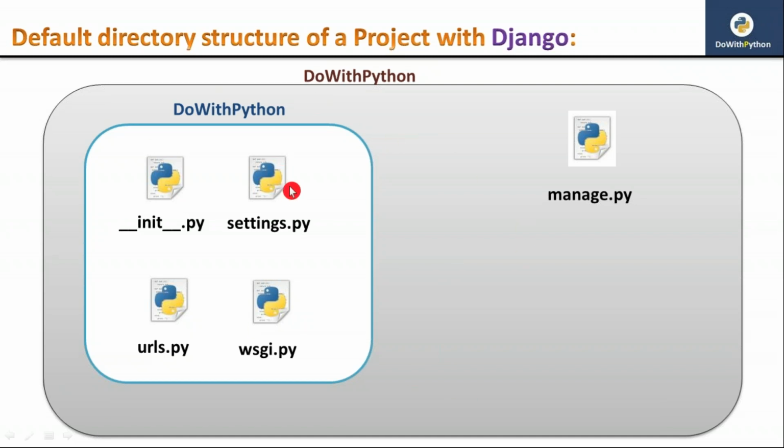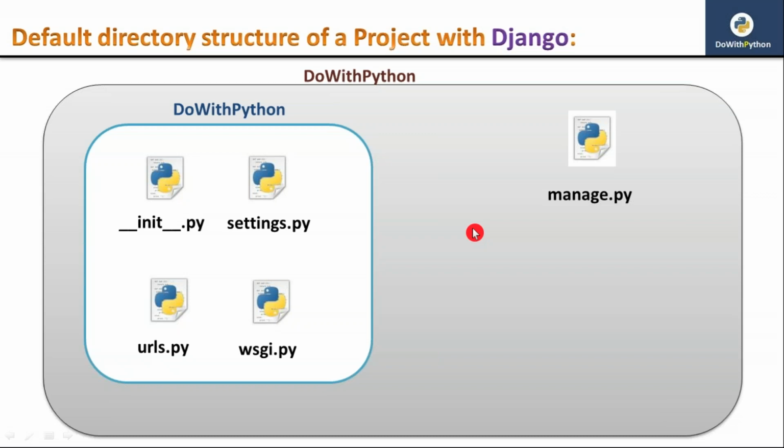So the very first step gives you this default directory structure. Remember that DoWithPython is actually your project. With your project name you get one new directory, and all of these are the main configuration files for your project. Along with that you get one manage.py Python file. Using this manage.py file, you can start new apps on your project.